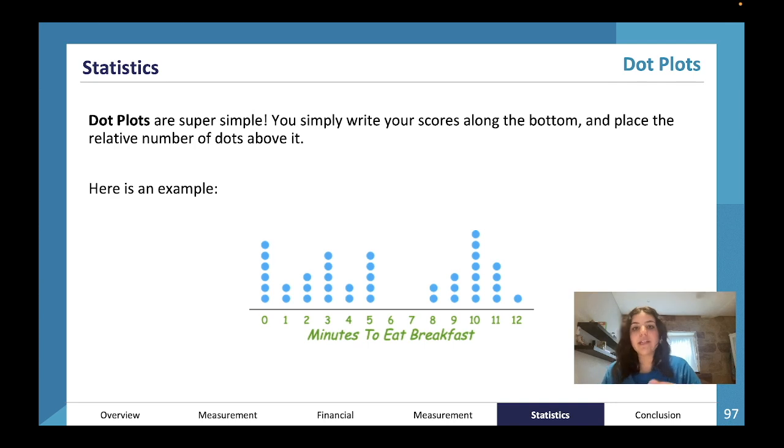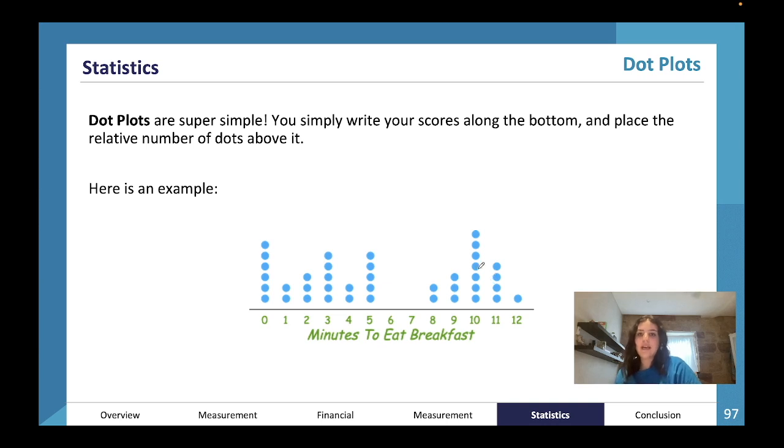Dot plots. These are super, super simple. They are a graphical, visual representation of where scores are. So this question was, how many minutes does it take you to eat breakfast? So 1, 2, 3, 4, 5, 6 people take no minutes, probably because they don't eat breakfast. 2 people take 1 minute, 3 people take 2 minutes, 5 people take 3 minutes, so on and so forth.